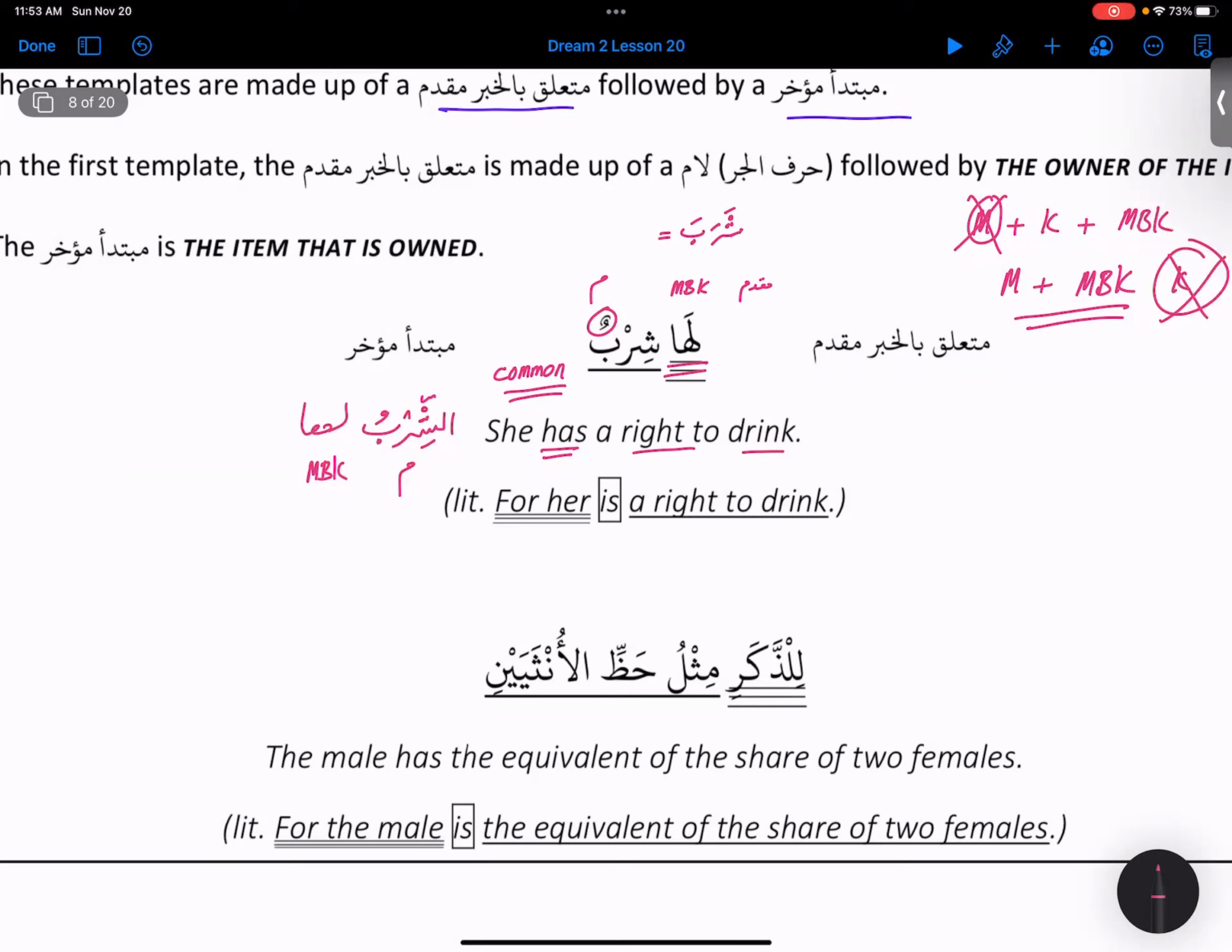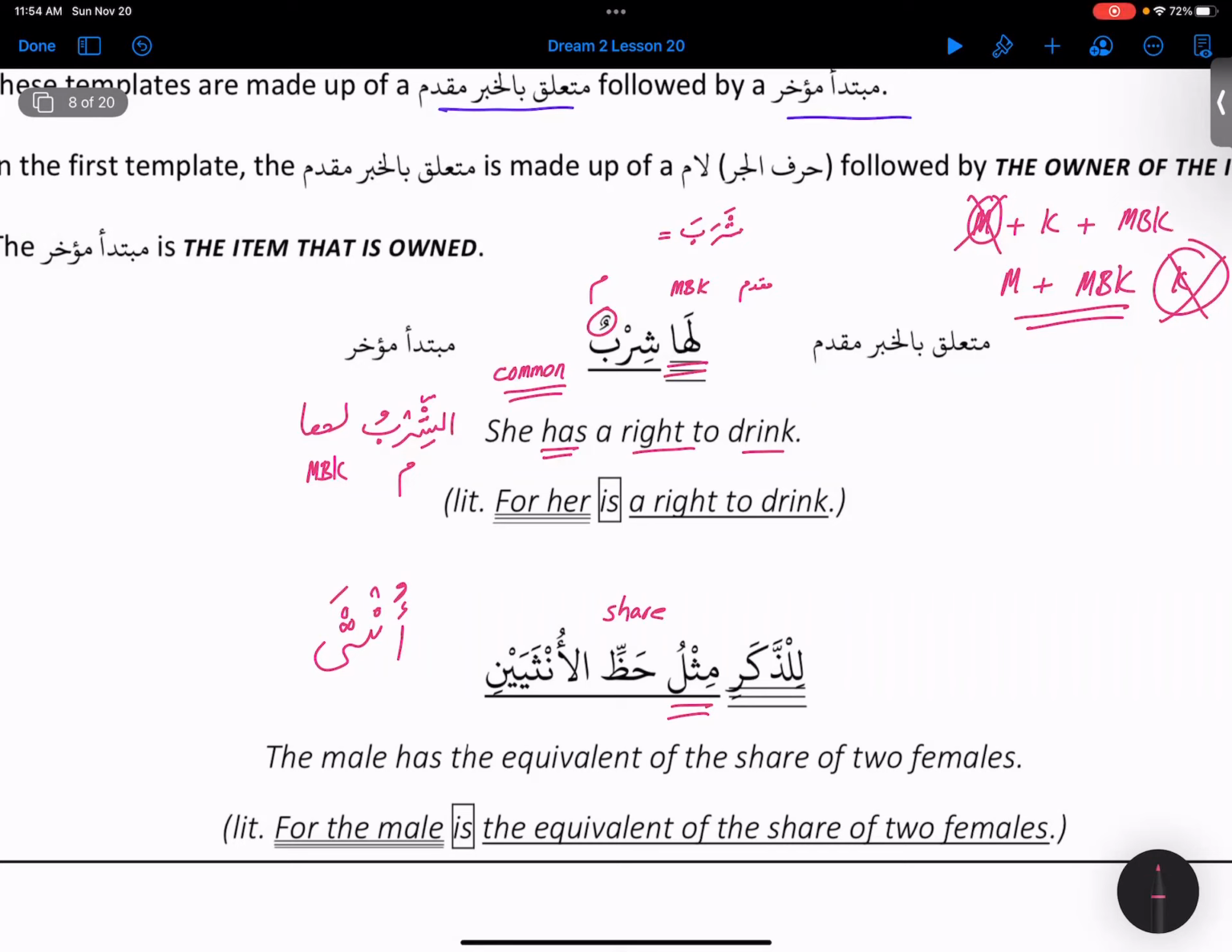Lidh-dhakari. Dhakari means male, right? So lidh-dhakari, for the male or for the man. Mithlu means like. Hazil unsayain. Haz means share. And unsayain, what kind of word is unsayain? It's a dual for the female. So what is the singular? Unsa. Yes. So unsayani, unsayaini. Muslimani, muslimaini. Yes, two females.